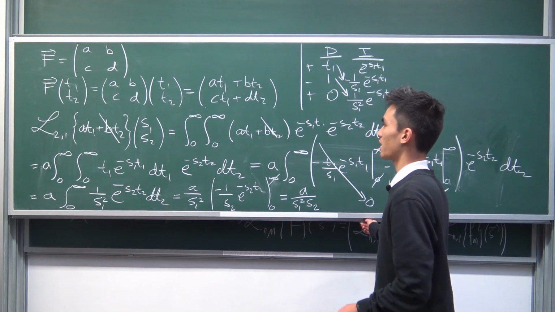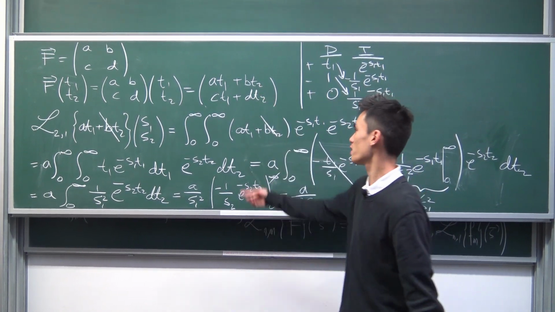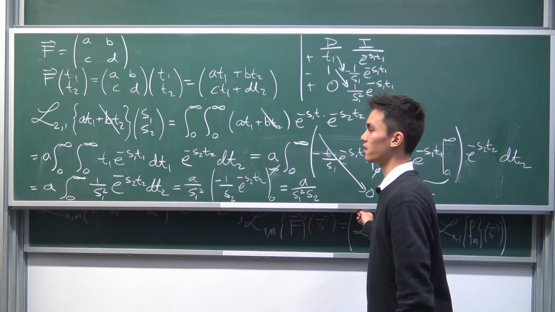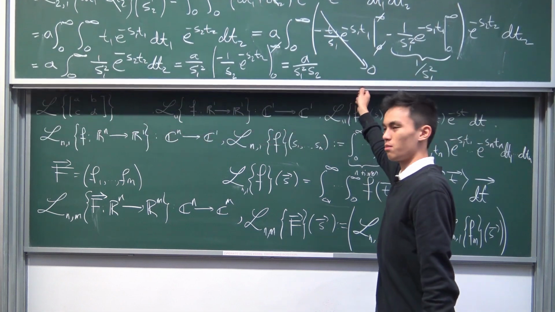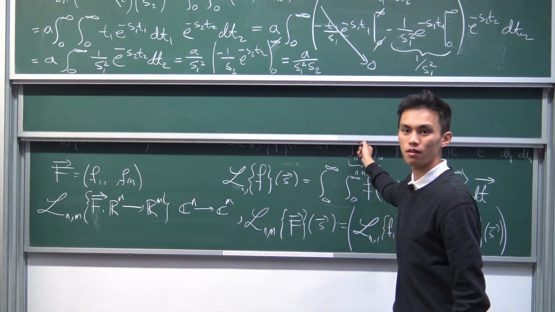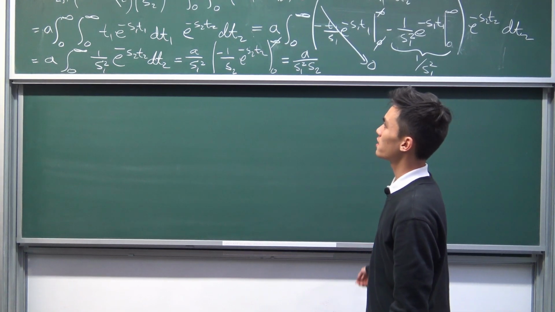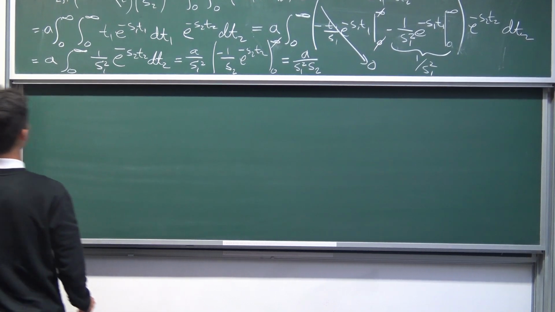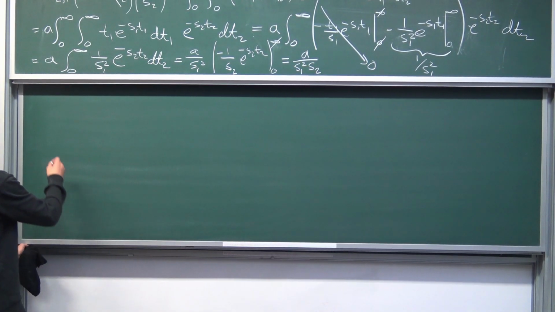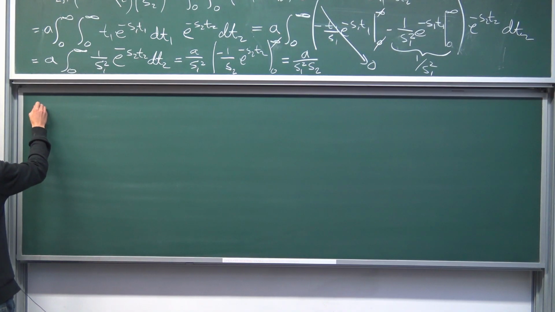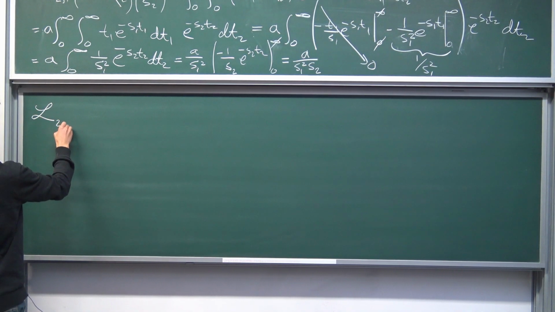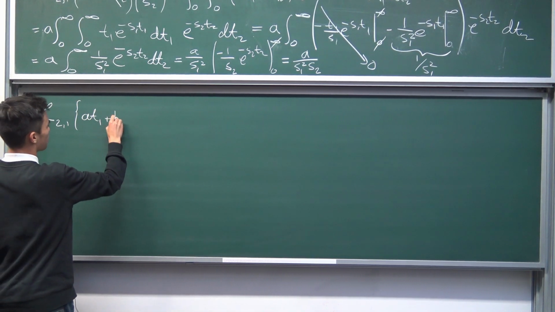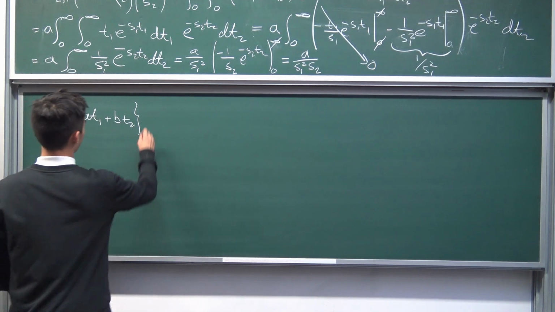Now, that's not the only thing we wanted. We also wanted this bt2 as well as the ct1 and dt2. But those are really easy to get. We just need to switch some variables around. So we're pretty much very close to being finished here. So let's see, what did we want to do? First of all, we wanted the Laplace transform 2, 1 of at1 plus bt2. That was what we were trying to originally calculate. So if we have the Laplace transform 2, 1 of at1 plus bt2, that's with respect to s1 and s2.